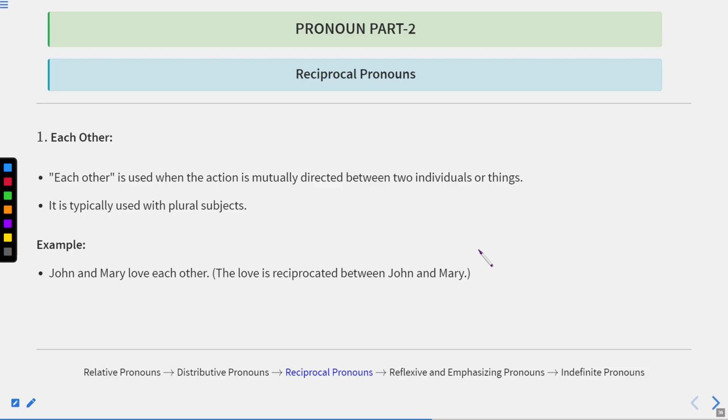Each other is used when the action is mutually directed between two individuals or things. It is typically used with plural subjects. John and Mary love each other. Okay, the love is reciprocated between John and Mary. So there are only two persons, we can use each other.